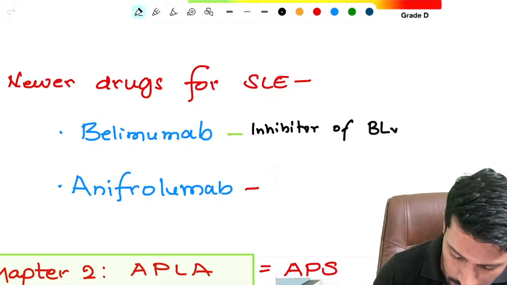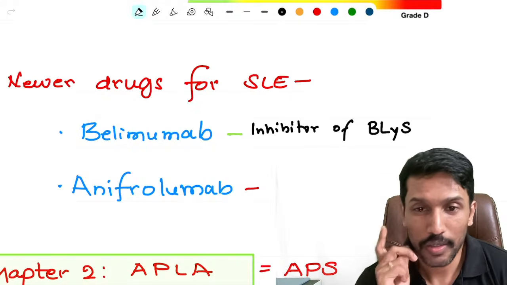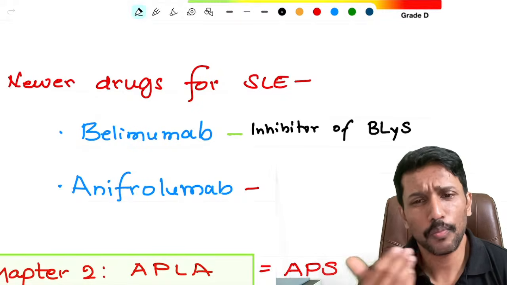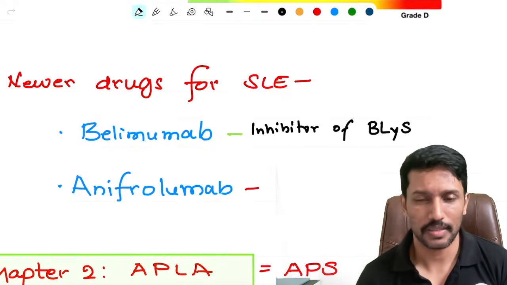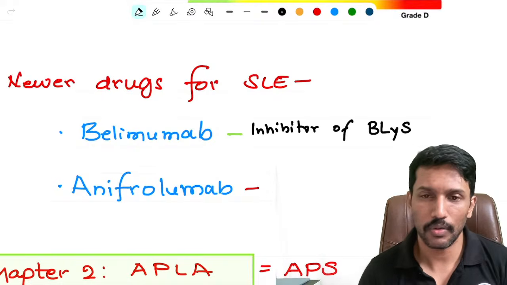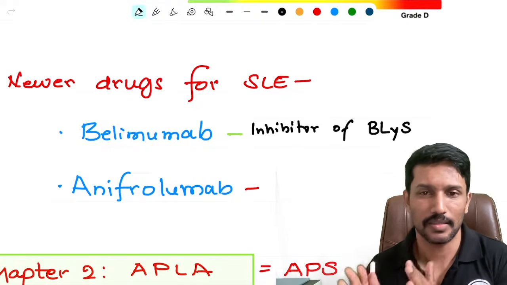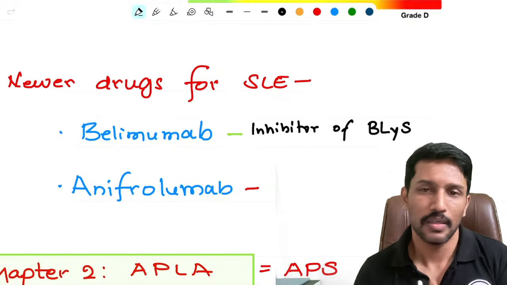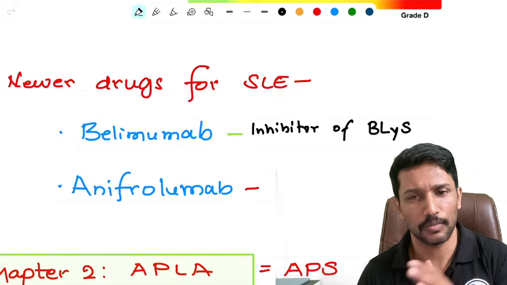Inhibitor of B-LYS. B-LYS stands for B lymphocyte stimulant. Remember, the antibodies that are forming the immune complexes like anti-dsDNA, anti-Smith, anti-Histone, anti-ribosomal P, they're all produced by B lymphocytes or the plasma cells. So if I inhibit their proliferation itself, then the B lymphocyte numbers will come down, B lymphocyte activity will come down, the antibody production will come down. If less antibodies, less immune complexes means less organ damage, less inflammation. So that's why we can use this belimumab or B lymphocyte inhibitor. It's a monoclonal antibody, or you can write it as anti-B-LYS monoclonal antibody.